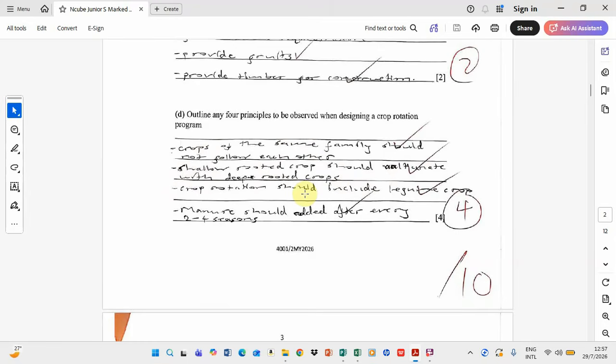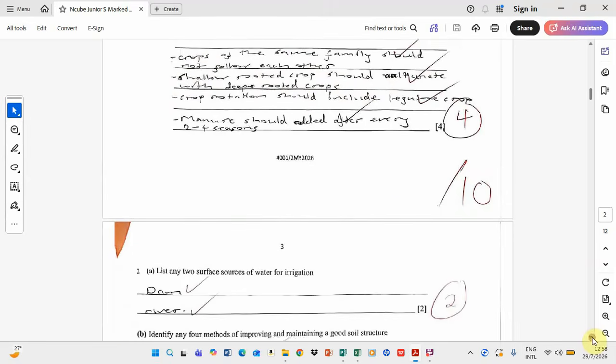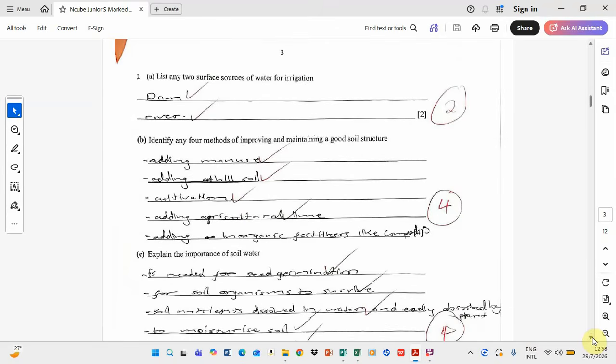And then also manure should be added after every 2 to 4 seasons to revive the soil fertility. So that was number 1. And this candidate managed to get 10 over 10. That was a good performance. And then let's move on to number 2. Number 2, he was asking the learner to list any 2 surface sources of water for irrigation.